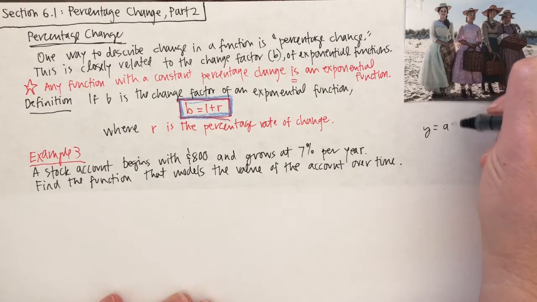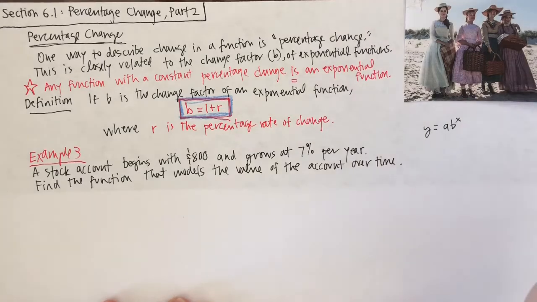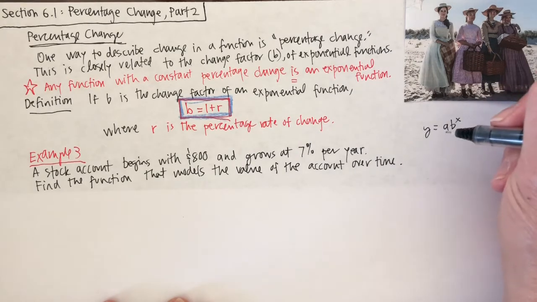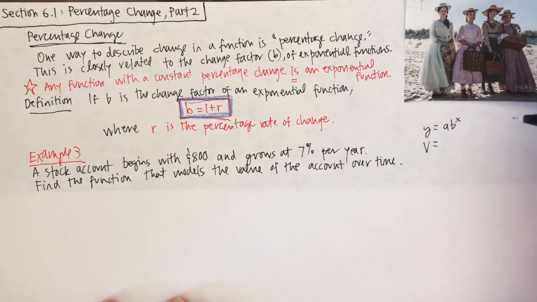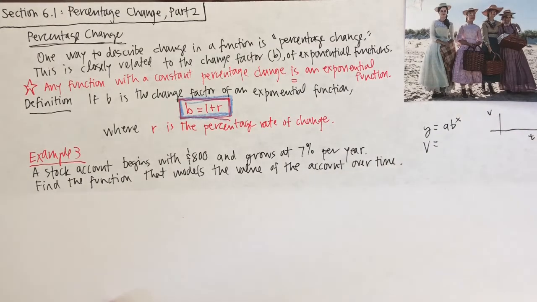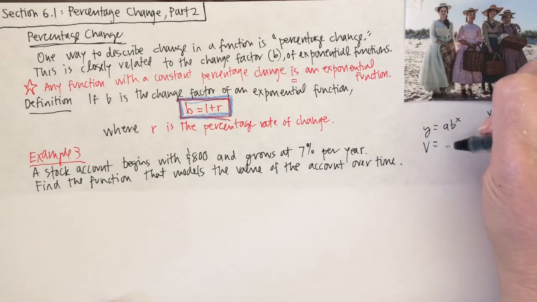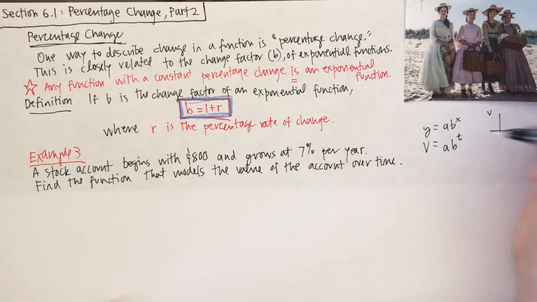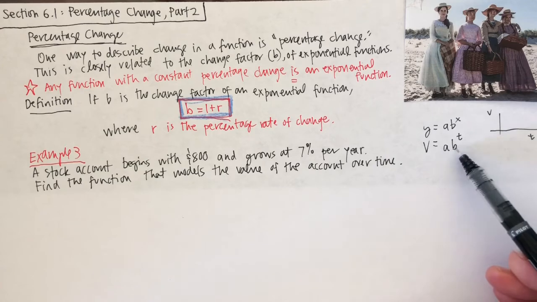This is how exponential functions look. This time, I'm going to use some different variables though. The value of my function. They asked me to come up with a function that models the value of the account over time. So time is our input. So V is going to equal A, B, T. I just have to find my initial value and the change factor.